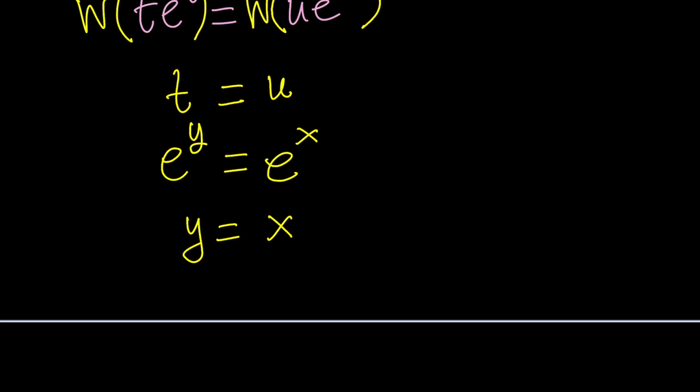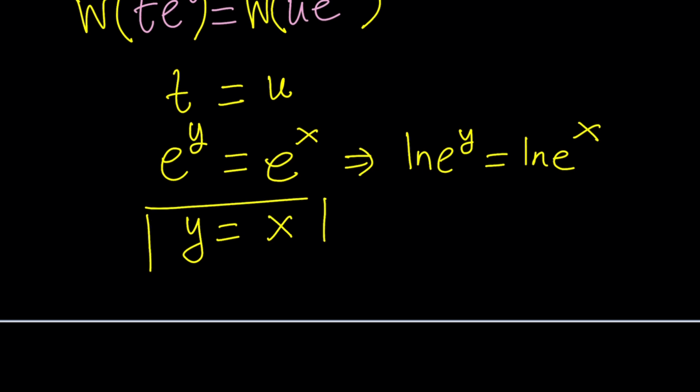And also you can ln both sides here and write this as ln e to the y equals ln e to the power x, because if a equals b, then ln a equals ln b, for the same reason, right? So y equals x is the conclusion, and remember we were trying to solve for what? Solve for y, and we got it. Y equals x. Nice? You like it?